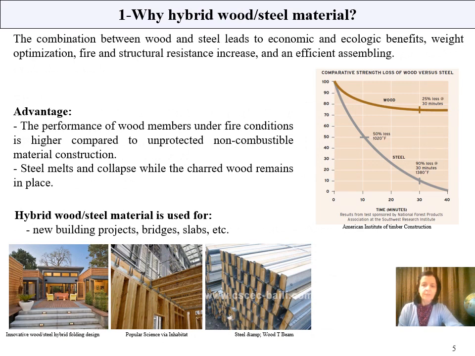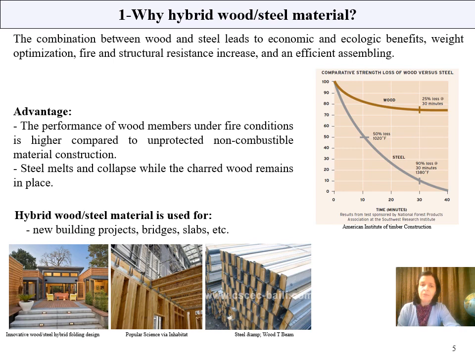Why hybrid wood-steel material? The combination between wood and steel leads to economic and ecological benefits, optimization, fire and structural resistance increase, and an efficient assembly between the elements. In this graphic, you can see the comparison between wood and steel according to their strength. As you can see, if you increase the fire exposure in the cross member, the strength of wood is always constant, but the strength of steel decreases with increased time of fire exposure.